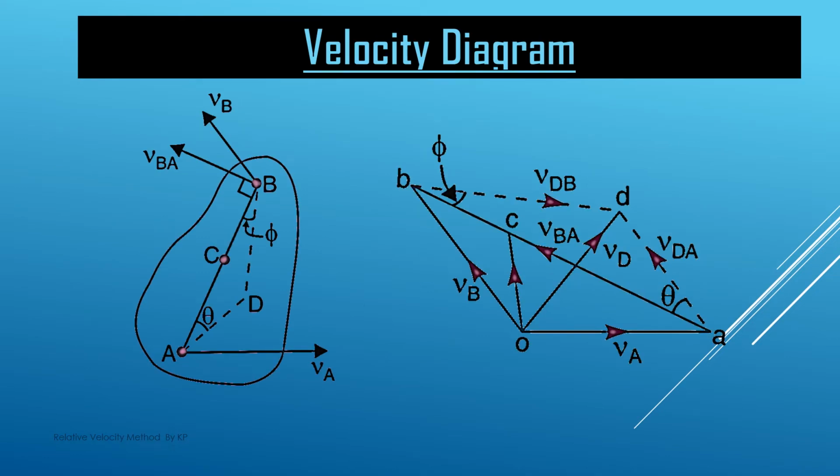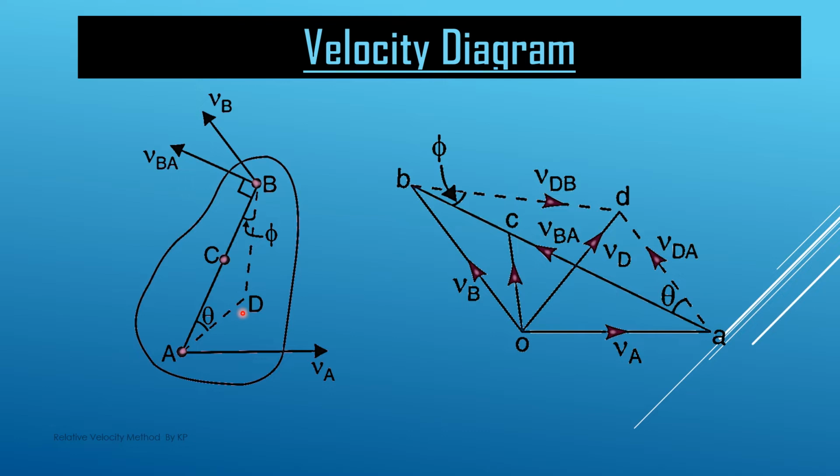Again we have considered a rigid link. This is a rigid link and we have considered four different points on the rigid link: point A, point B, point C and point D. Point C is on the line joining B to A and point D is outside the BA line.